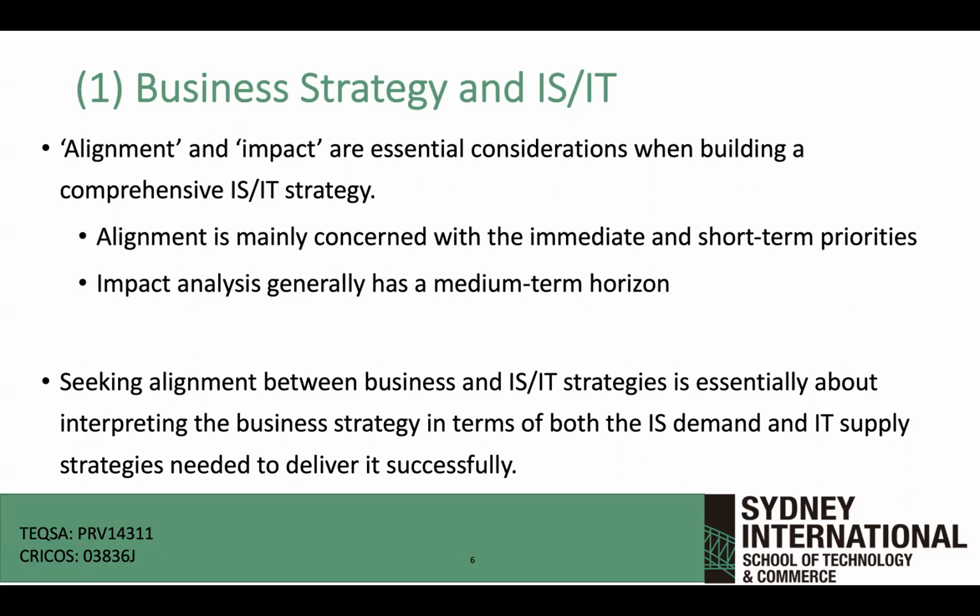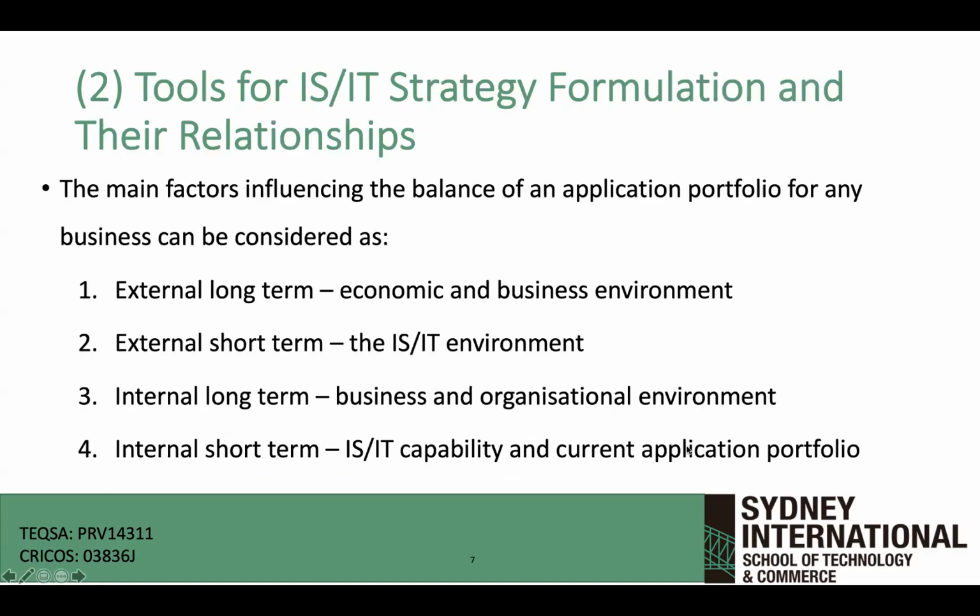If there's no alignment, it basically means I'm implementing and using IS and IT that is not delivering what the business really wants at any particular point in time. We need to use many various tools to create that IS and IT strategy formulation. The main factors that influence the balance of an application portfolio for any business are the following.